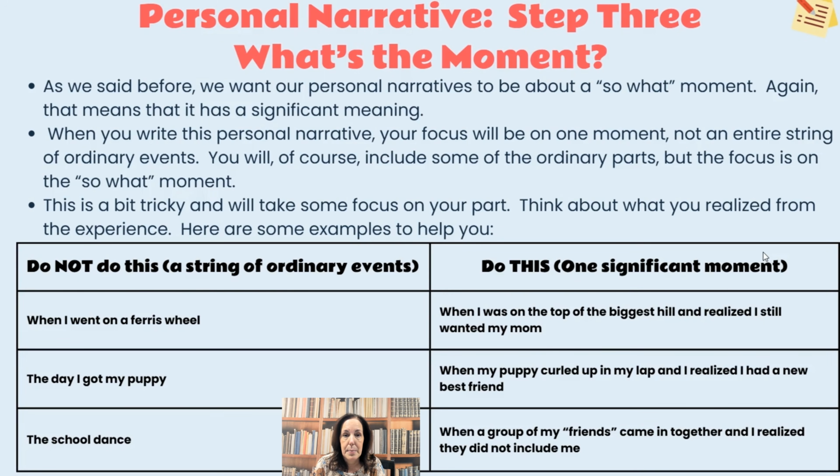Another one, the day I got my puppy. You don't just want to write about, we got up, we got in the car, we drove, I saw my dog. That would be a string of very ordinary events. But the significant moment could be when your puppy curled up in your lap and you realized that you had a new best friend. And my last example, the school dance. Don't just write about all these things that happened. You want to focus in on that one moment, perhaps when a group of your friends came in together and you realized that they didn't include you.